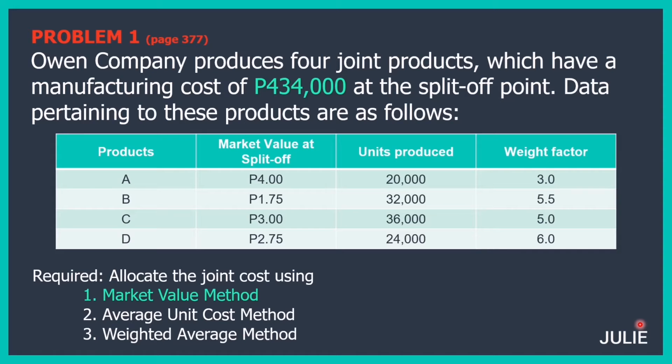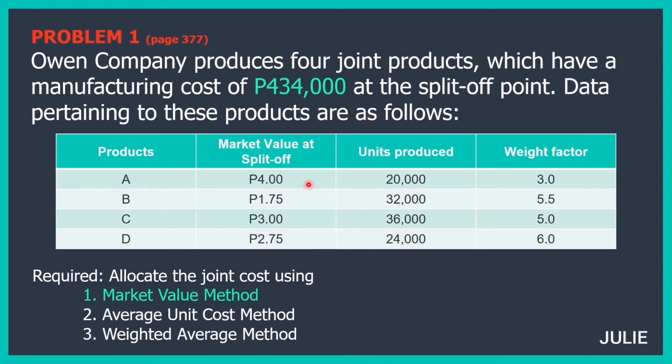In problem 1, it says there, Owen Company produces 4 joint products which have a manufacturing cost of 434,000 pesos at the split off point. Data pertaining to these products are as follows. We have product A, B, C, and D, market value at split off, units produced, and weight factor.